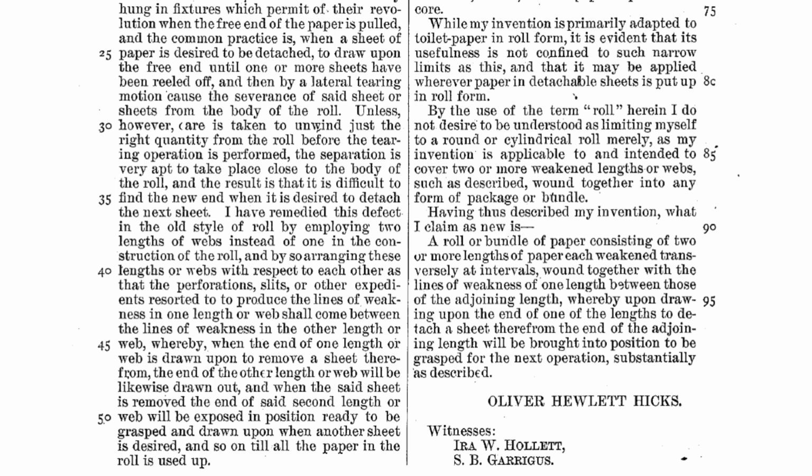In the old style of roll, by employing two lengths of webs instead of one in the construction of the roll, and by so arranging these lengths or webs with respect to each other that the perforations, slits, or other expedients resorted to produce the lines of weakness in one length or web shall come between the lines of weakness in the other length or web, whereby, when the end of one length or web is drawn upon to remove a sheet therefrom, the end of the other length or web will be likewise drawn out, and when the said sheet is removed, the end of said second length or web will be exposed in position ready to be grasped and drawn upon when another sheet is desired, and so on, till all the paper in the roll is used up. I have remedied this defect.